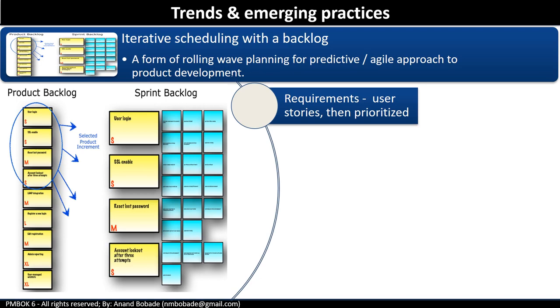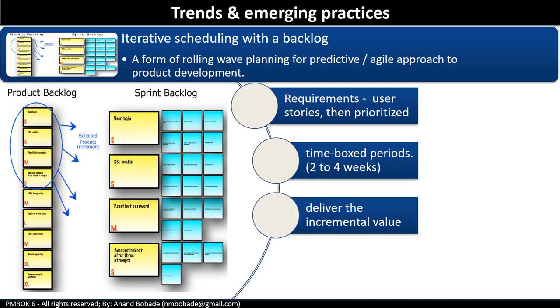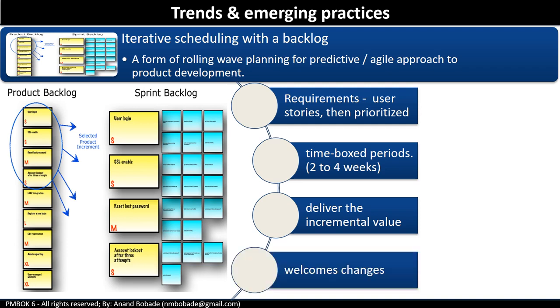And the sprint cycle is generally 2 to 4 weeks. Product features are developed using a time box period, which is 2 to 4 weeks. This approach is used to deliver incremental value to the customer. It welcomes changes throughout the development life cycle. So at any point in time, if users, business users, or the product owner want to change something, it is possible.